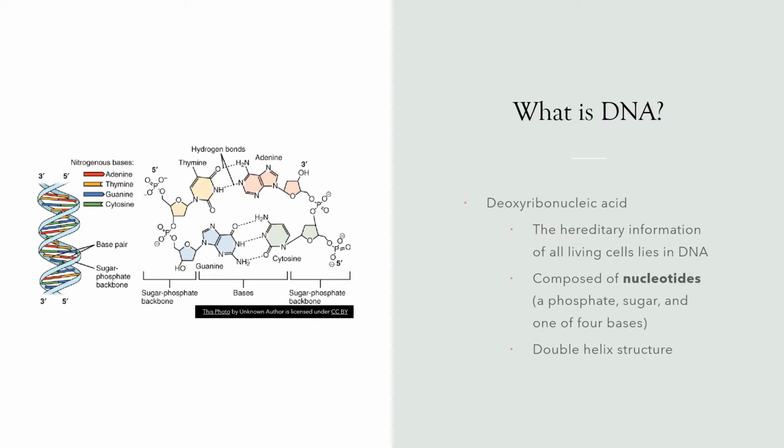DNA is composed of nucleotides, which are small units composed of a phosphate, sugar, and one of four bases. DNA is known for its double helix structure. So as I said before, DNA is the biological blueprint that provides information for all living organisms. DNA is a polymer composed of small units called nucleotides. Nucleotides consist of a phosphate, sugar, and four bases: adenine, thymine, cytosine, and guanine. These pair together, usually A with T or C with G.